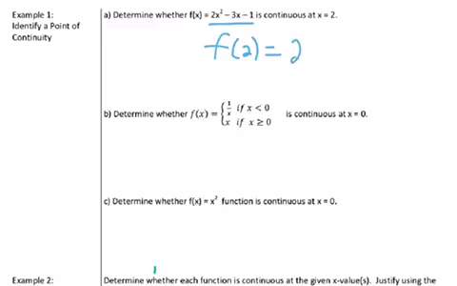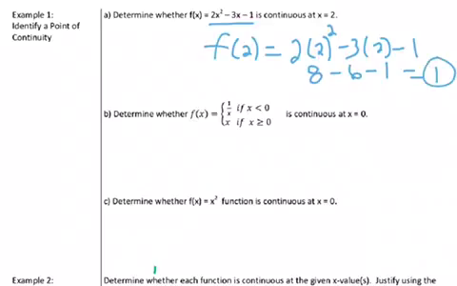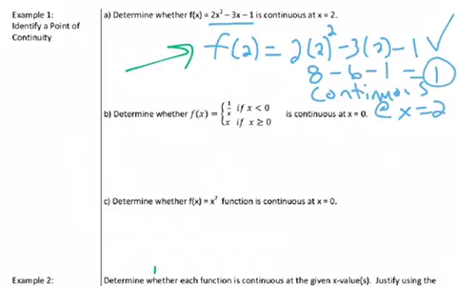So f of 2 is 2 times 2 squared minus 3 times 2 minus 1. So that's 4 times 2 is 8, minus 6 minus 1, 2 minus 1 is 1. Since we get a real number output, this is good. It's continuous at x equals 2. So there's the evidence that you'll have to show on your next assessment. I plugged the number in and got a real number answer, and then the statement that it's continuous at x equals 2.